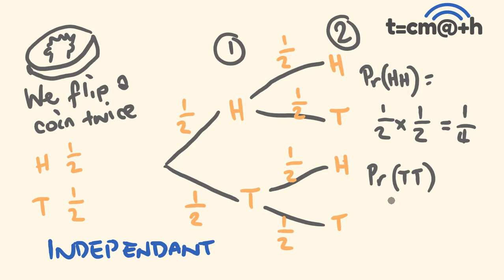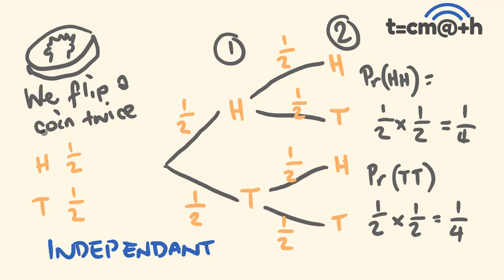Okay, what about the probability of getting tails and tails? You'll probably look at this and go, okay, it's the same sort of thing. The probability of getting a tails is a half. The probability of getting a tails is also a half. And so we're talking about this event followed by this event. We're going to multiply these. This is a 1 in 4 chance.